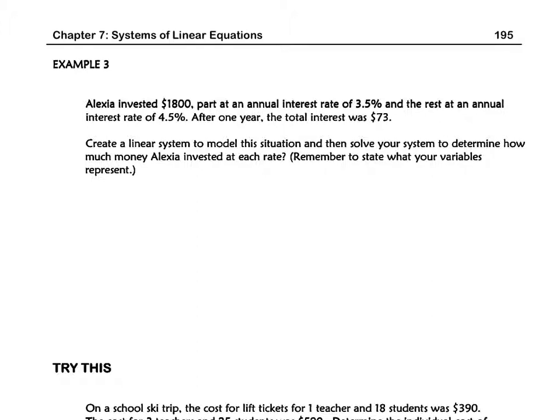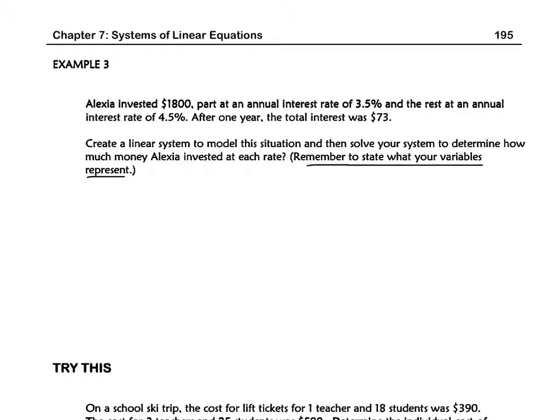Alright, the next example is a word problem in which you have to create a linear system to model the situation and then solve the system to get your answer. So the description is Alexia invested $1,800, part at an annual interest rate of 3.5% and the rest at an annual interest rate of 4.5%. After 1 year, the total interest was $73. Create a linear system to model the situation and then solve your system to determine how much money Alexia invested at each rate. And important to remember to state what your variables in your equation represent.